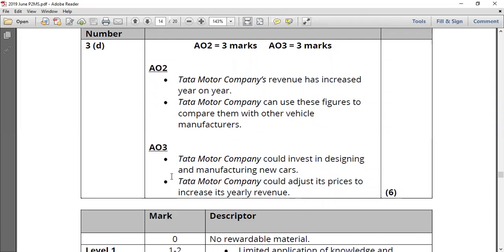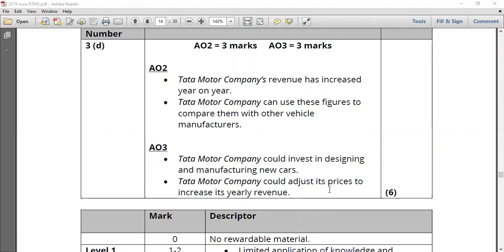And for analysis points, you can analyze points such as Tata Motor Company could adjust its prices to increase its yearly or annual revenue as a result of that. By comparing with their competitors, they can find out what is their market position, what is their market share, like that. Then they'll be able to analyze their position in the market. They'll be able to select a good pricing strategy for the marketing department.